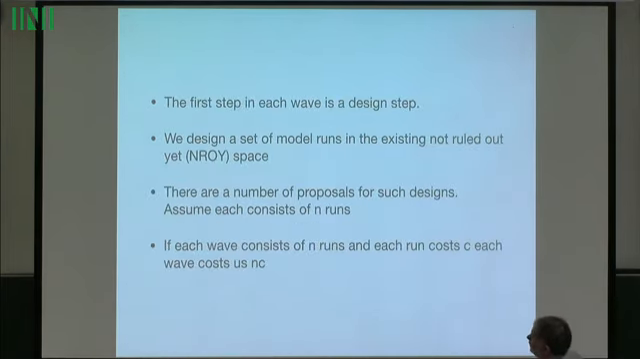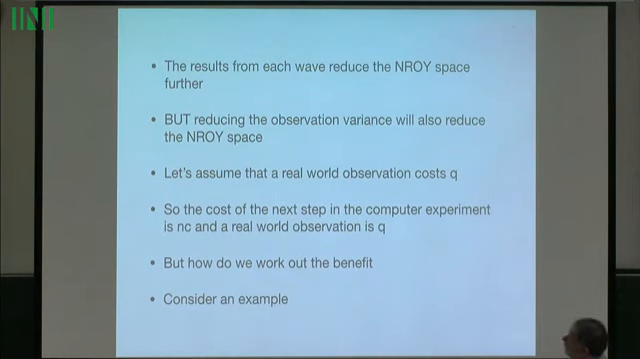And that's what I want to investigate a bit. So let's assume that a real-world observation costs Q pounds. So I've got to balance the cost of NC pounds of running another wave against the cost of Q pounds of collecting a new observation, but I also need to know how much benefit I'm going to get in reducing the size of NROI space by spending those, oops, I keep doing that, NC or Q.